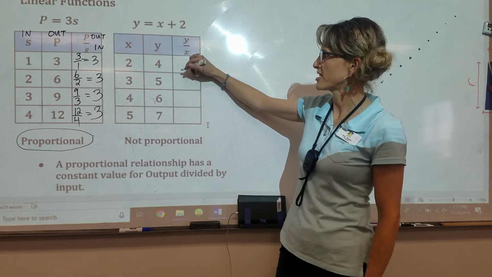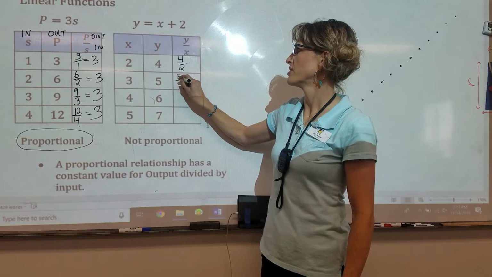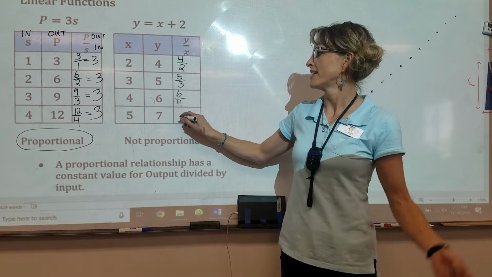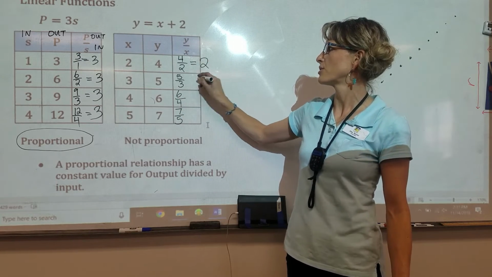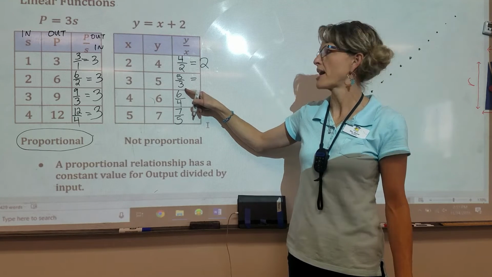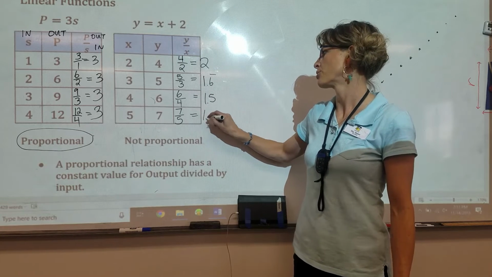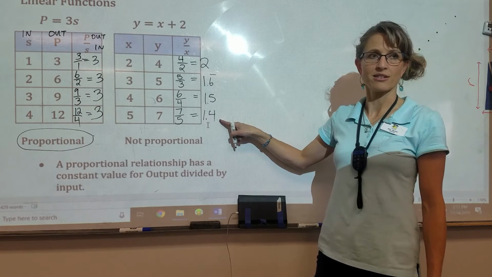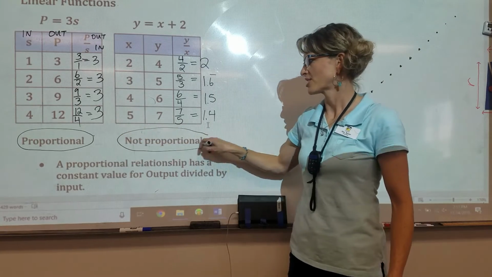Let's check Yolanda's and Xavier's. Output divided by input. What's the next one? 6 over 4. Next one, 7 over 5. Very good. Let's divide those out. That's a 2. That's not a 2. Already I can tell these numbers aren't going to match. That's 1.6, 1.5, 1.4. They're all different. If the ratios are different, it's not proportionate.